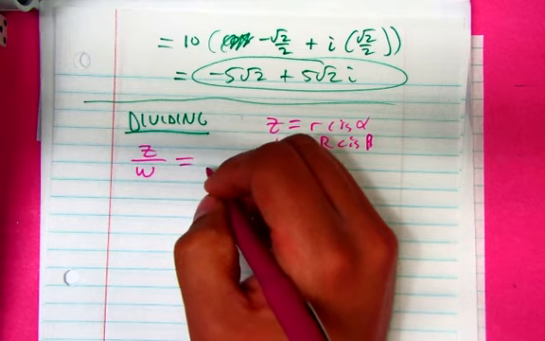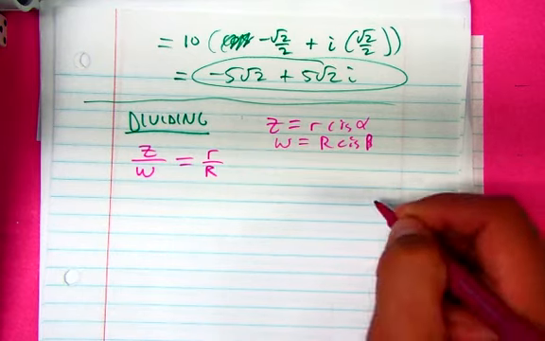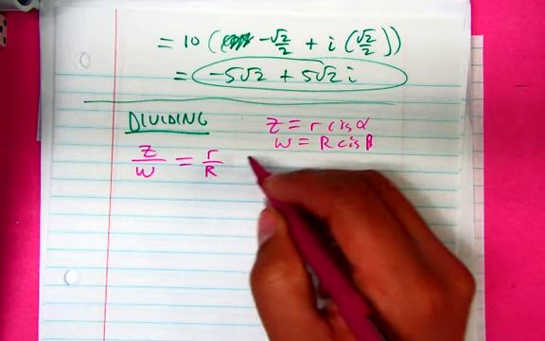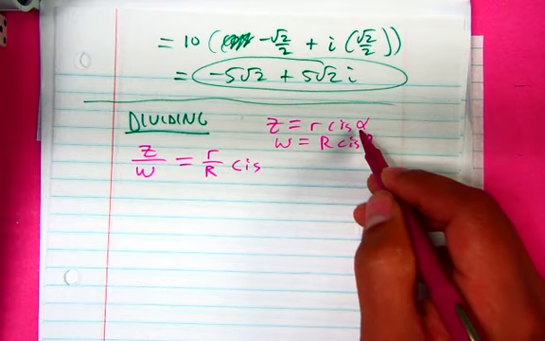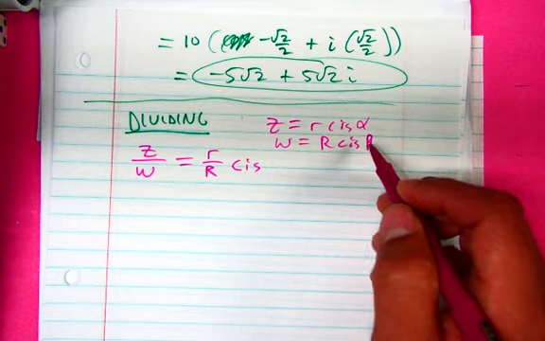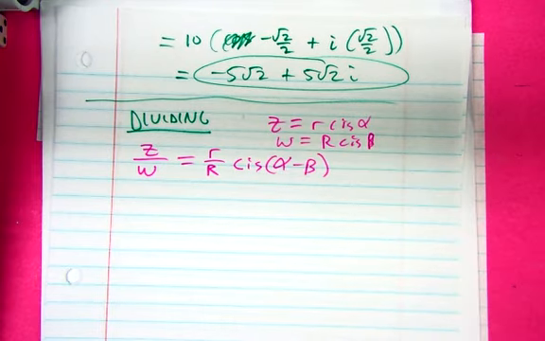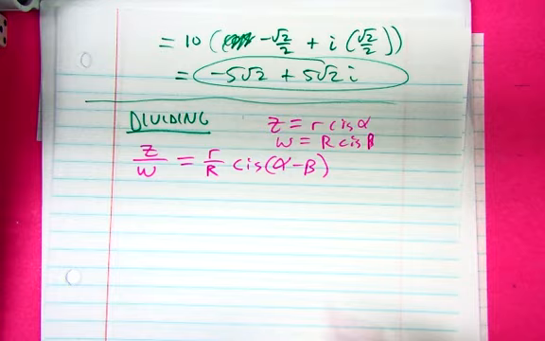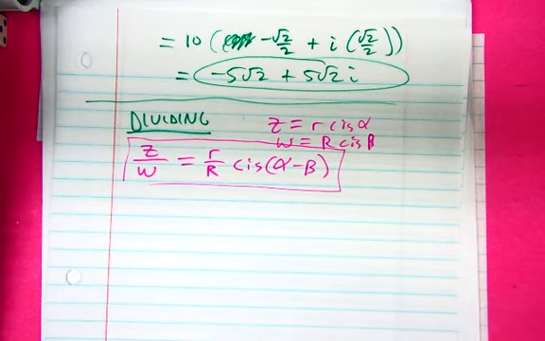So we're going to have r over big R, because we're doing z over w. And now, what did we do with the angles? When we multiplied, we added them. So when we're dividing, what do you think we're going to do? Subtract. Easy. So we didn't have to actually solve it. We're not going to go ahead and derive it, but if we wanted to derive it, it'd be pretty similar.